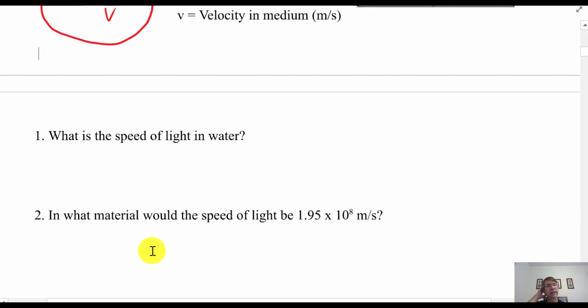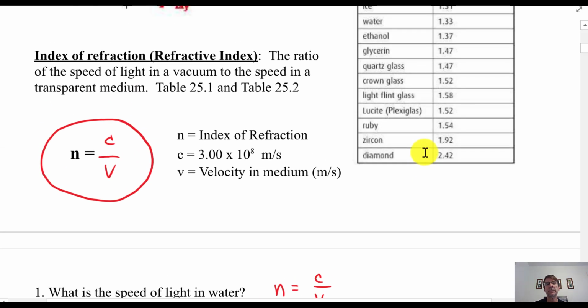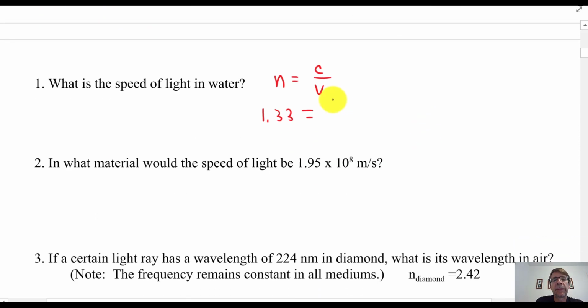All right, so what is the speed of light in water? This is a pretty straightforward problem. You just do N equals C over V. You look in that table, or in the book, and the index of refraction in water is 1.33, which indeed it is. So 1.33 equals 3.00 times 10 to the 8th divided by V. You switch the V to the left and the 1.33 to the right, so it's 3.00 times 10 to the 8th divided by 1.33, and you end up with a velocity of 2.26 times 10 to the 8th meters per second.